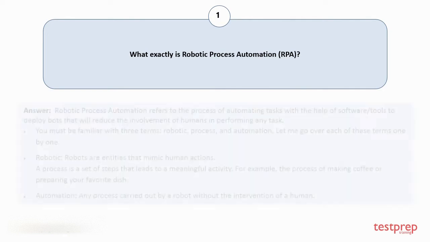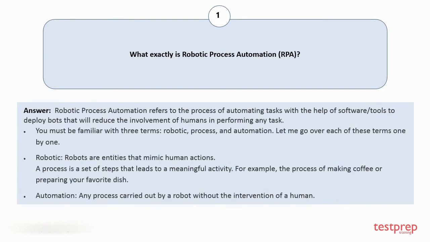Your answer is: robotic process automation refers to the process of automating tasks, with the help of software or tools to deploy bots that will reduce the involvement of humans in performing any task. 1. You must be familiar with three terms: robotic, process, and automation. Let me go over each of these terms one by one.